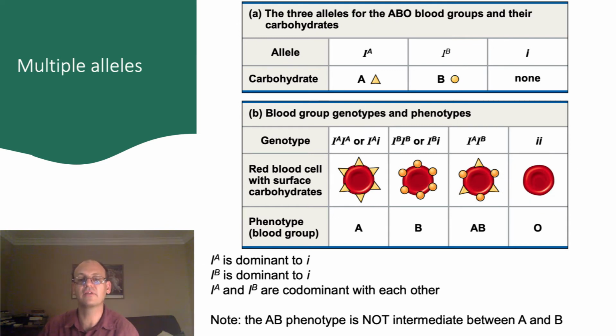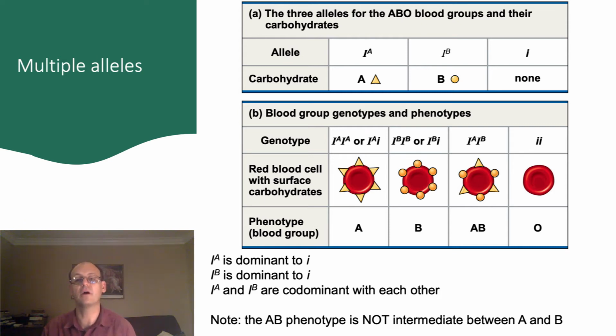Let's start by looking at the relationship between the small i allele and the other alleles. This relationship is one of dominance. Whenever the small i allele is combined with an IA or IB allele, the phenotype is of the dominant IA or IB allele. Heterozygotes look like the dominant homozygotes, and we therefore say that IA and IB alleles are both dominant to the small i allele.